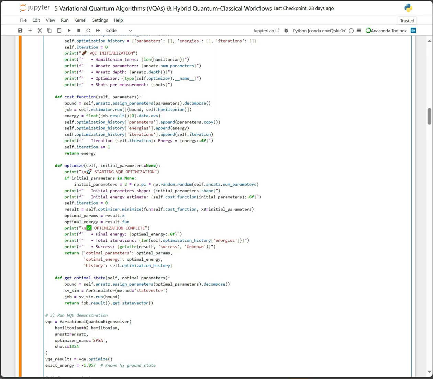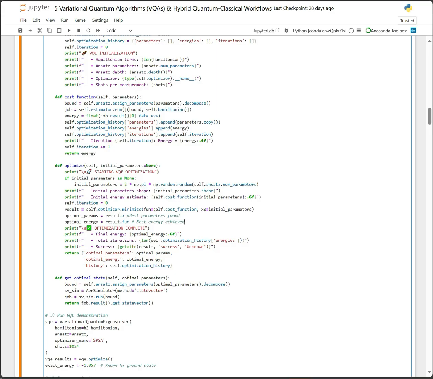And here is where the hybrid magic happens. The optimizer calls the cost function repeatedly, each time running a quantum circuit until energy stops improving. So in result.x, you're going to get the best parameters found, and here you're going to get the best energy achieved for the system, plus the history for analysis.